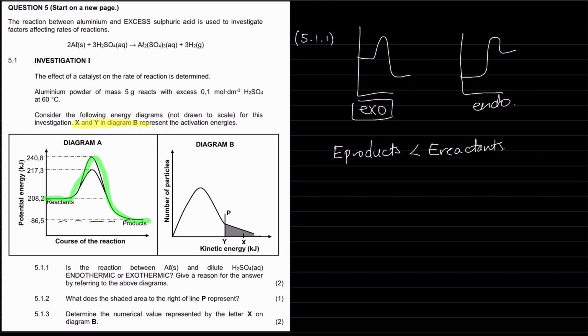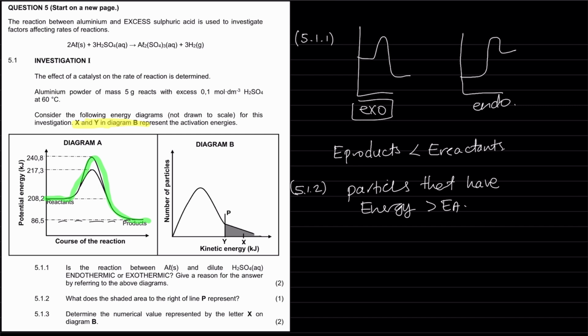5.1.2, what does the shaded area to the right of line P represent? Now, that is a Maxwell Boltzmann curve, and a Maxwell Boltzmann curve will have a shaded region. That shaded region represents the number of particles, or the particles that have energy greater than the activation energy. So it's a small number of particles.